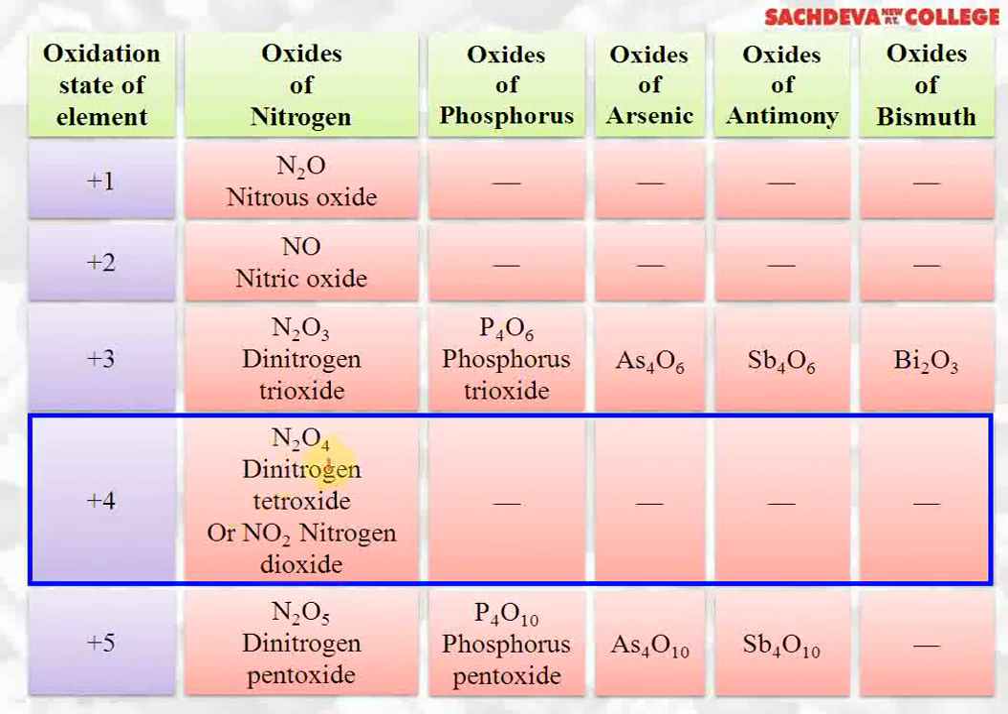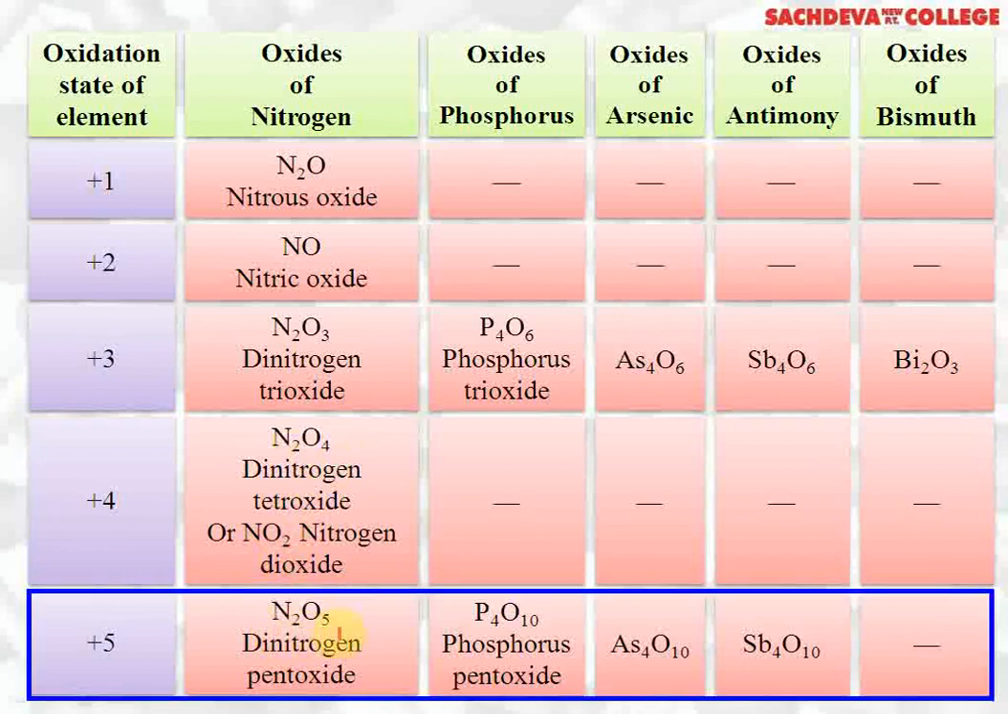Nitrogen forms N2O4, dinitrogen tetraoxide, which is the dimer of NO2. Another oxide formed is NO2, nitrogen dioxide. So nitrogen dioxide on dimerization gives N2O4. N2O4 is colorless and NO2 is brown in nature. Pentaoxide: nitrogen forms dinitrogen pentaoxide. Phosphorus forms the dimer P2O5. Arsenic also forms the dimer As2O5. This is Sb4O10, the dimer of Sb2O5.